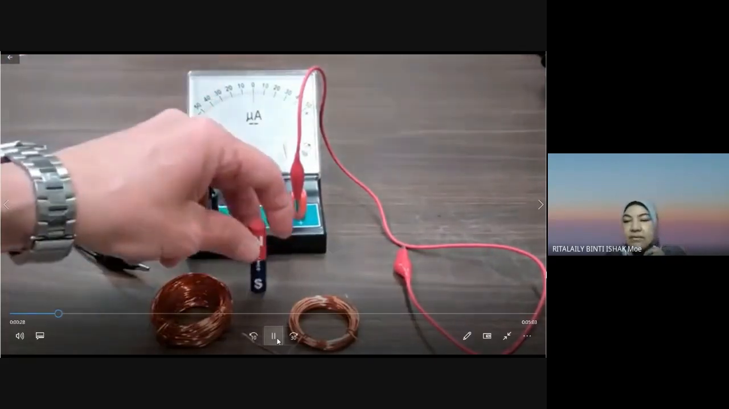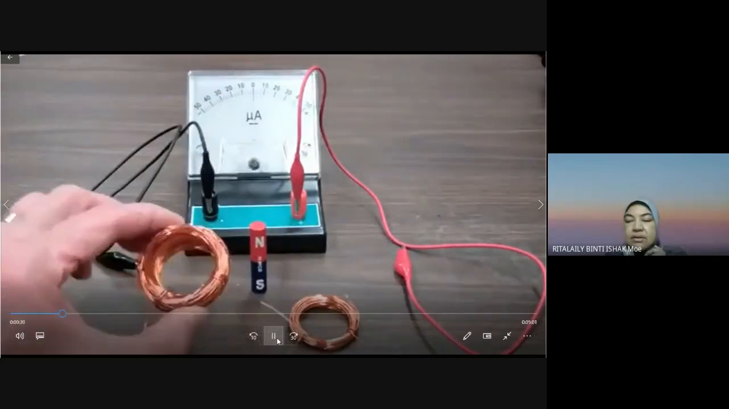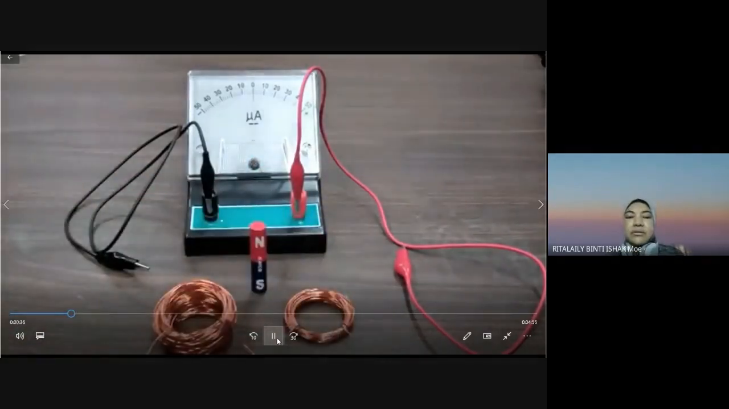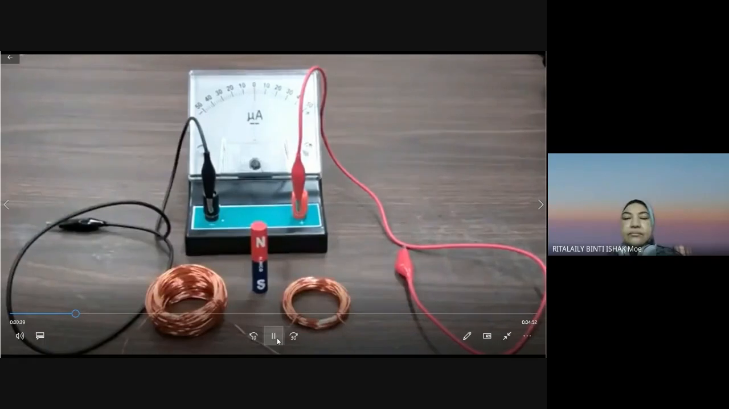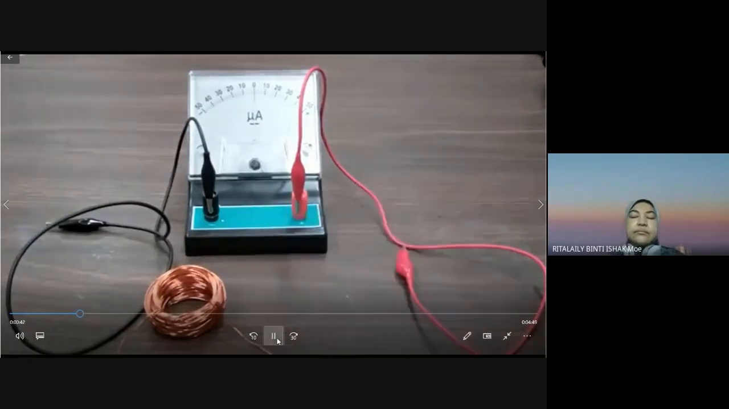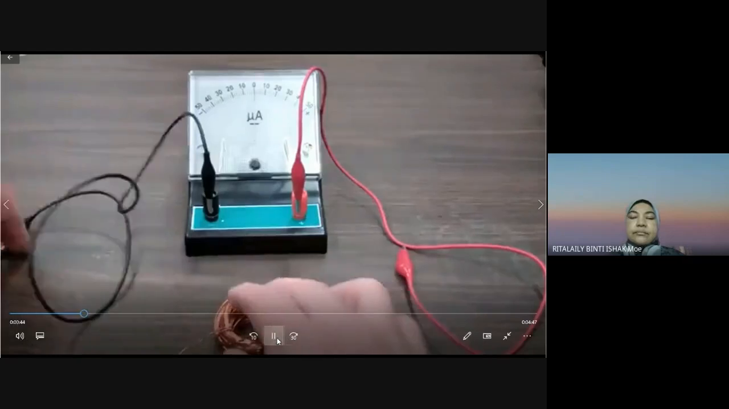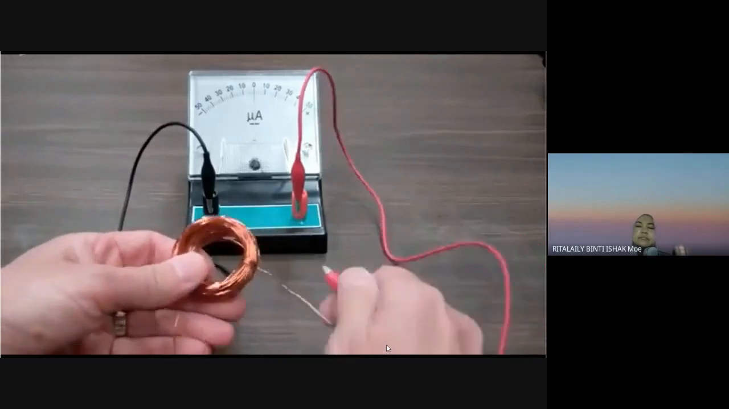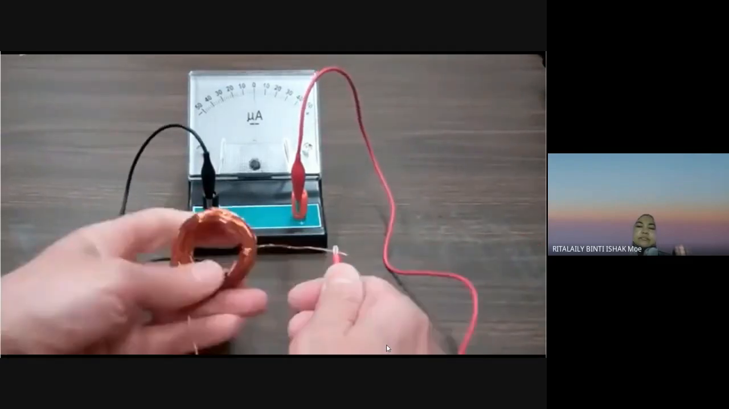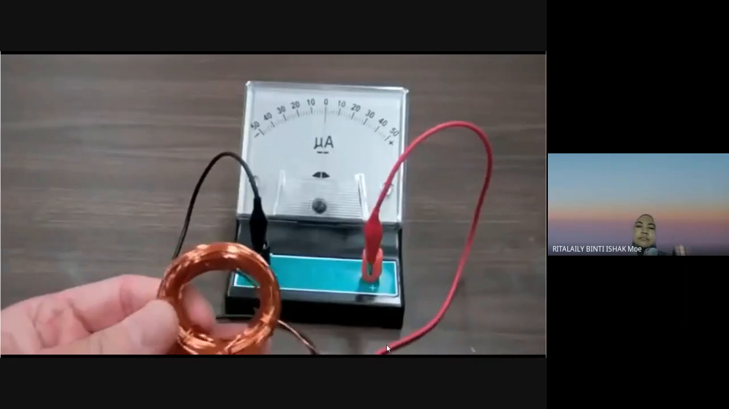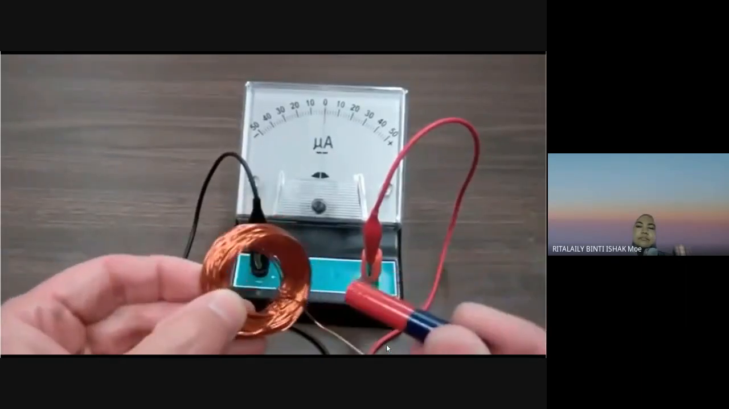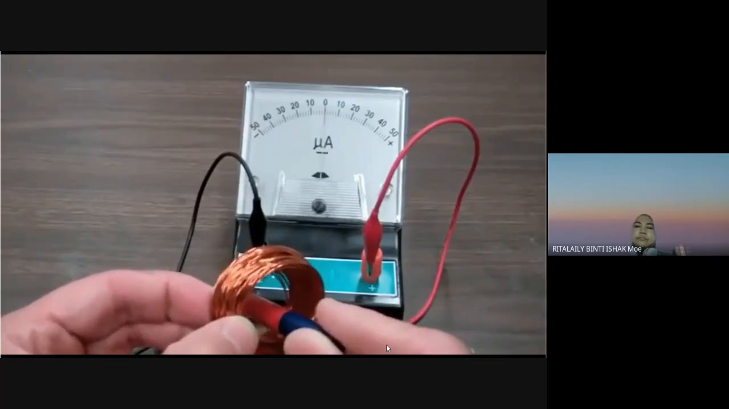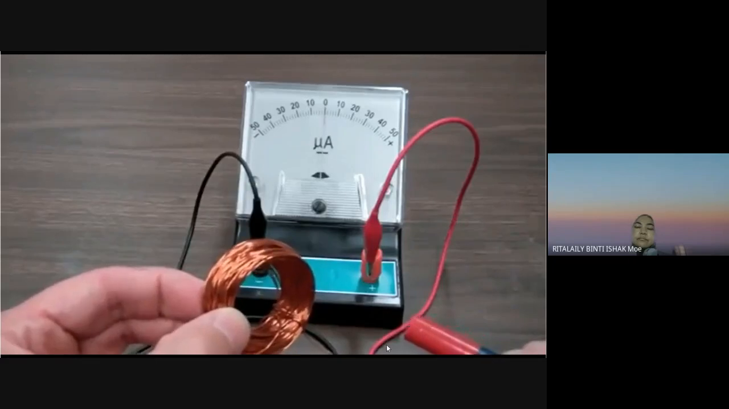Can you hear the video? And two coils. This coil has 100 turns, and this coil has 25 turns. I will first connect the 100 turn coil to the ammeter. I am now going to take the magnet, and notice as I move it towards the coil, I get a pulse of current in the positive direction, and when I pull it out, there's a pulse in the minus direction.